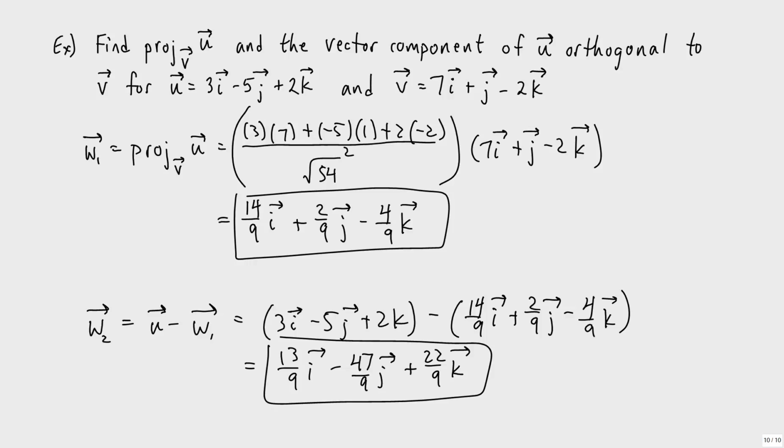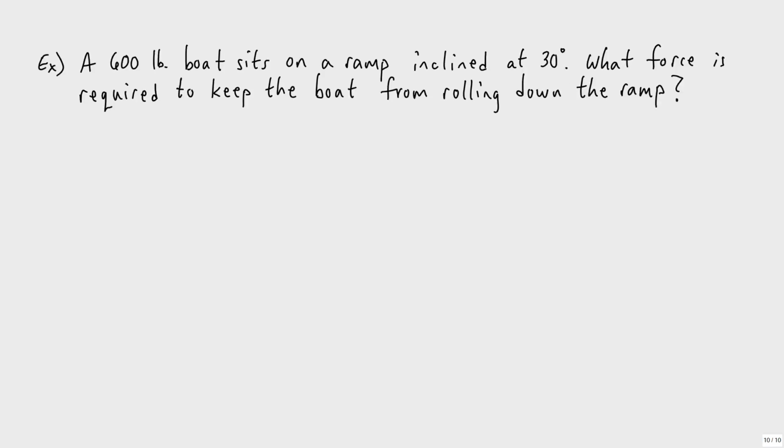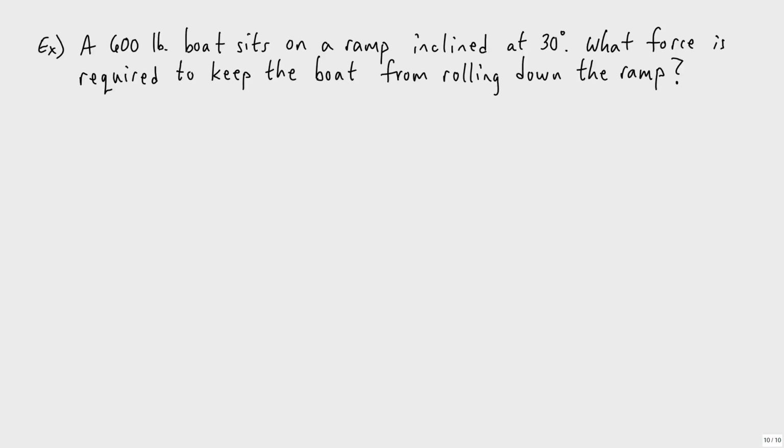All right, now let's actually put this to some real-world use here. So let's go back to our boat. We've got a boat that's sitting on a ramp that's inclined 30 degrees. So we've got some water, got a ramp. The ramp is inclined at 30 degrees. So here's the tire, here's my boat. It's a good boat. Now that boat weighs 600 pounds. And it says, what force is required to keep the boat from rolling down the ramp?